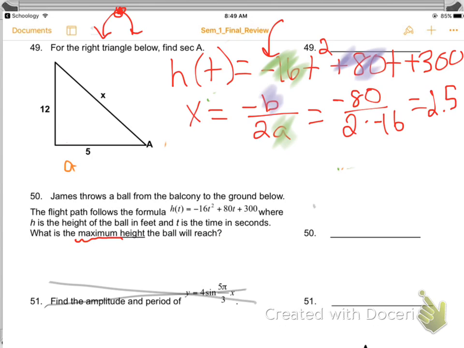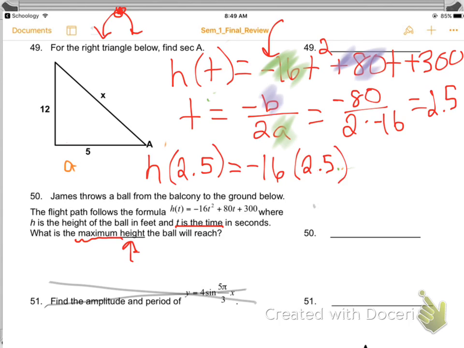Okay, 2.5. I called it x. Really, I shouldn't have. They use the variable t. So t is your time. It tells me right here, t is time. But they said, what is the maximum height? Height is h of t. So to find that, I'm going to plug in 2.5 for t. So I have to find h of 2.5. All I'm going to do is replace every t value with a 2.5.